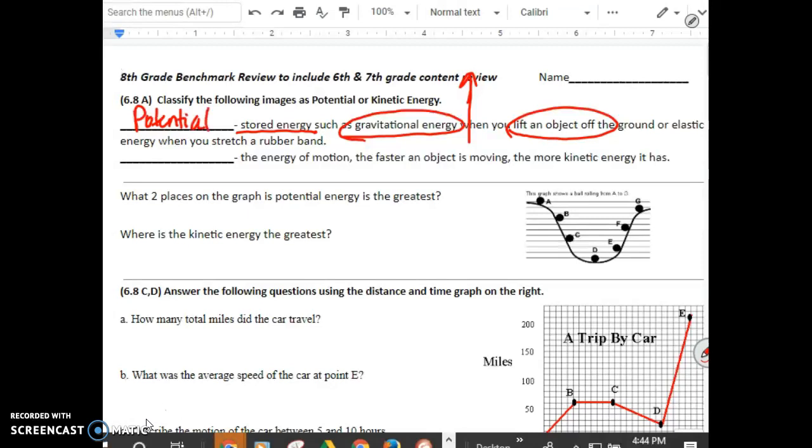And the next one, the energy of motion. Anytime you have motion, that is kinetic energy, and you need to know that the faster an object is moving, the more kinetic energy it has. So that is kinetic energy.